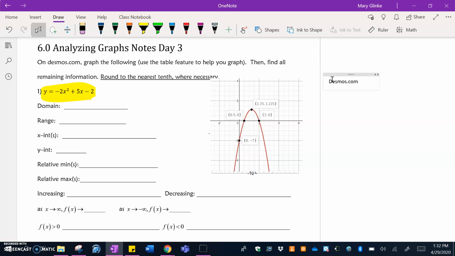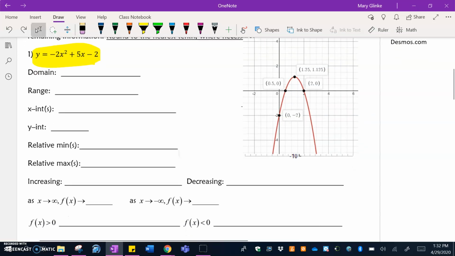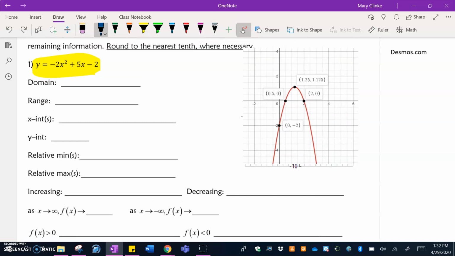So based off of this, now I can find my domain and my range and all of this information. So my domain for this one is going to be negative infinity, positive infinity. This graph should go forever left and right. One thing that Desmos says is that the graph just goes off of the graph grid. That means that there are arrows there. So the domain for this one is negative infinity to positive infinity.